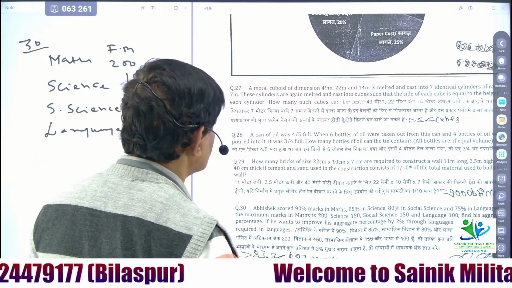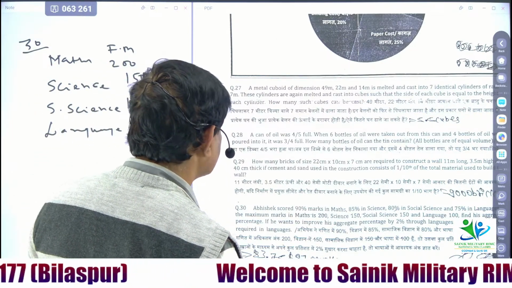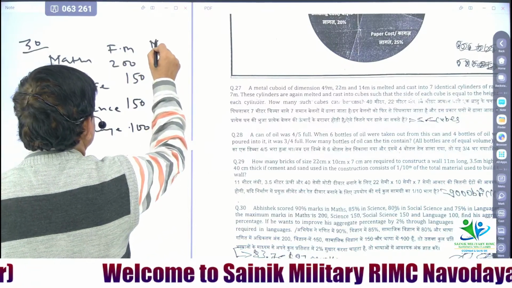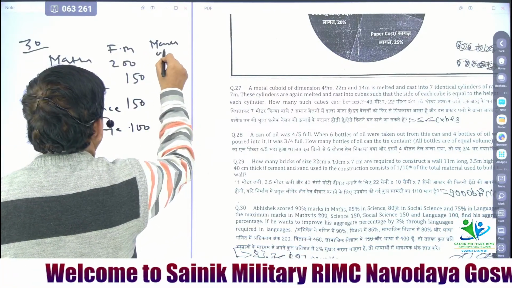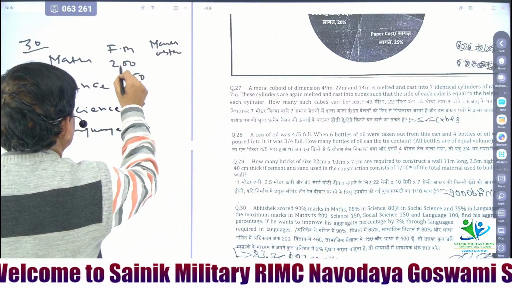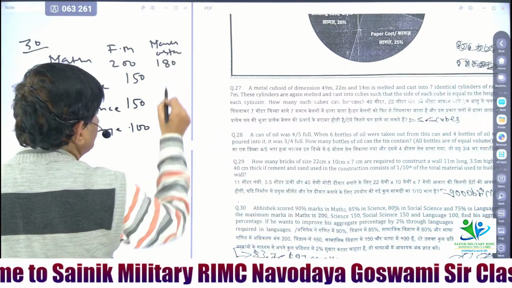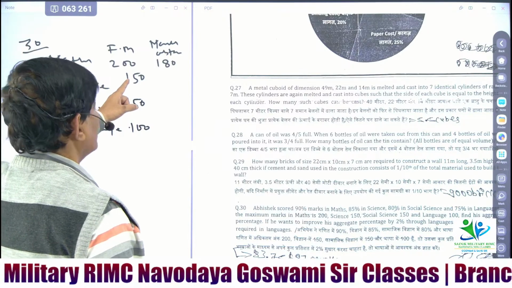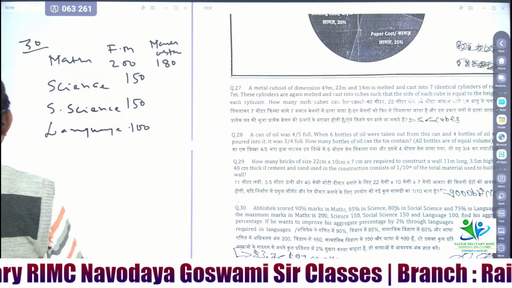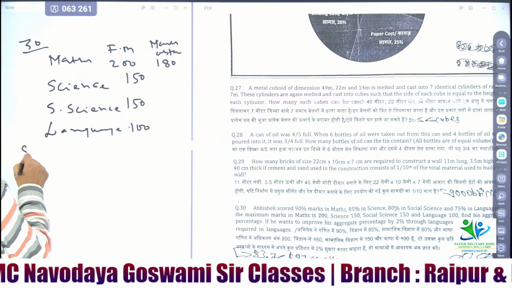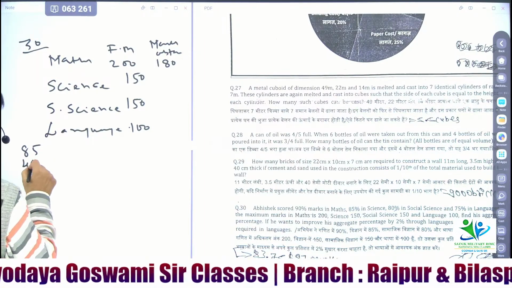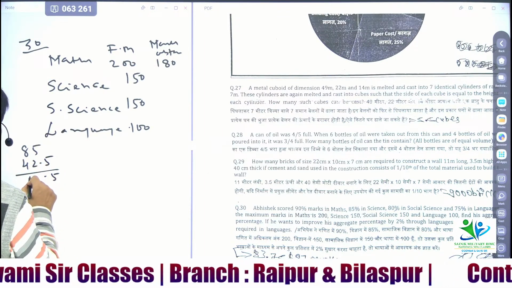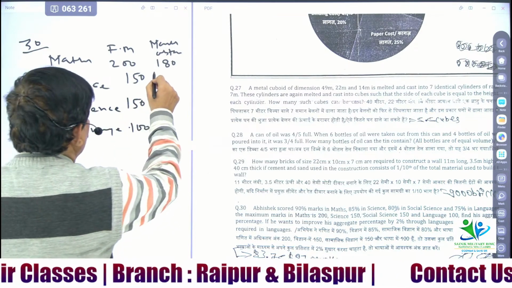Now see the marks obtained by the Abhishek. Marks obtained by the Abhishek, 90% marks obtained. 90% of 200, that is 180. Also 85% in science. 150 का 85% निकालेंगे, that is 85, and half of this one, this is 42.5. Now you get 0.5, here 7, 127.5.